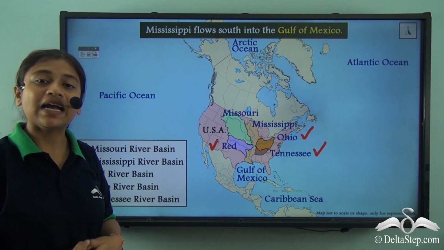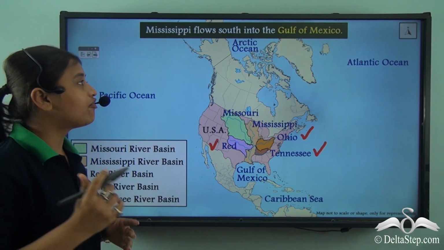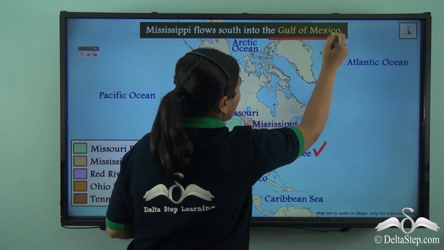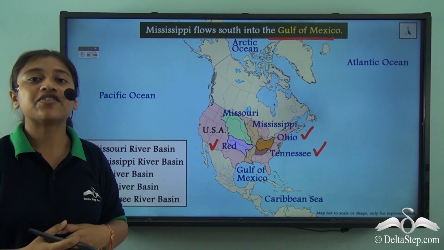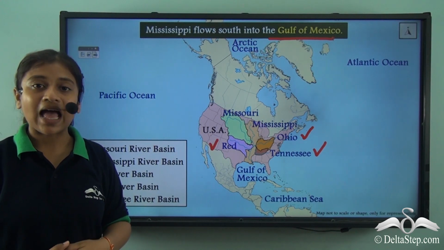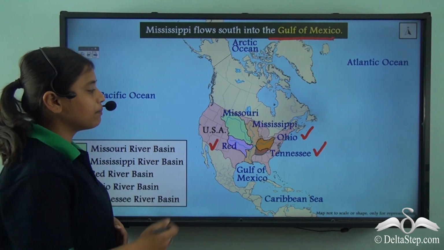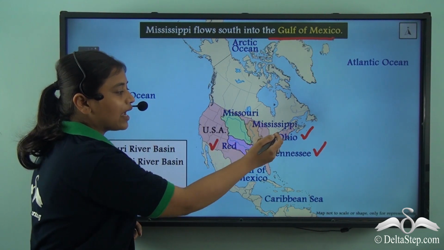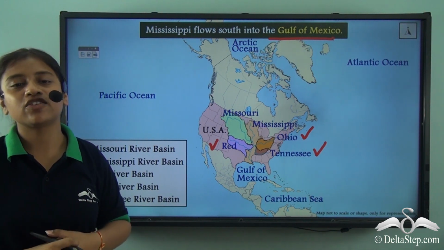So we learned that mighty Mississippi is the 4th longest river of the world and it flows into the Gulf of Mexico. It also has two important tributaries, River Missouri and River Kansas. And other than that, its basin, along with the basins of Missouri, Red, Ohio, and Tennessee, plays a very important role in the agricultural industry of USA.